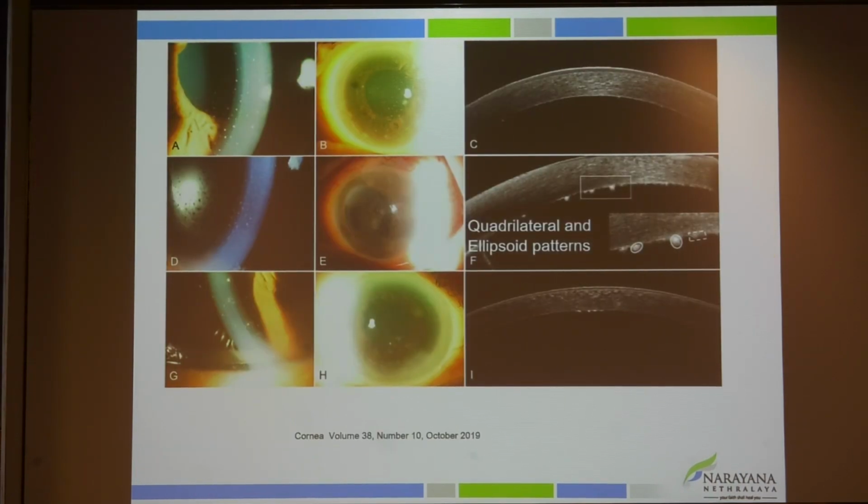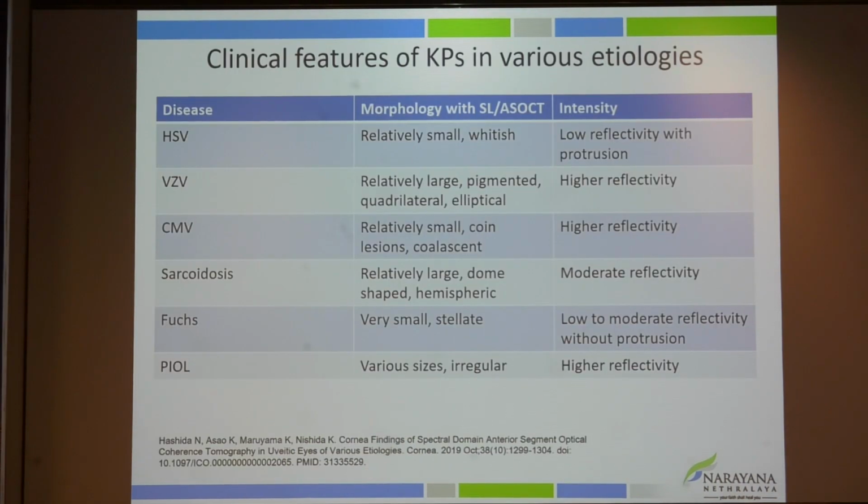AIOC 2022 also described various types of keratic precipitates. Here, diffuse fine ones are seen in herpes simplex infection, whereas quadrilateral and ellipsoid patterns are seen in varicella zoster virus infection. Coin-shaped keratic precipitates are seen in CMV endotheliitis. These are the various features of keratic precipitates which have been described in the literature.